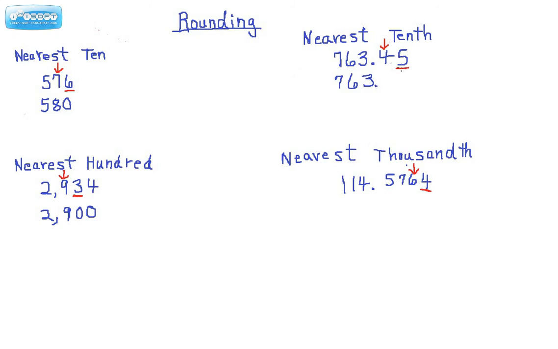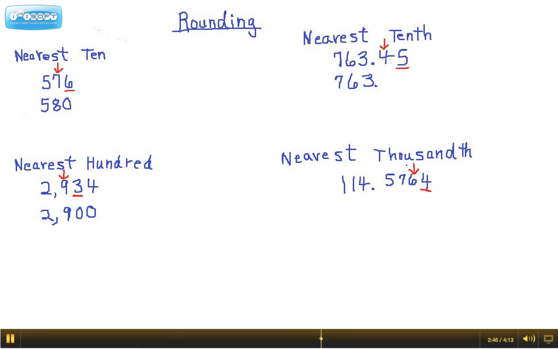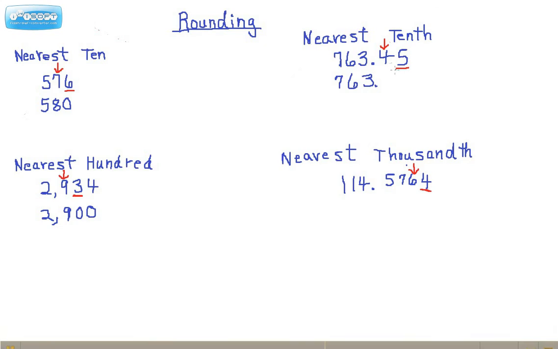So we use the 5 to determine whether we round up or leave it the same. And in this case, we round up. So we change this to a 5, and then we don't put anything else once we've rounded to the place we're looking for. Rounding to the nearest thousandth.